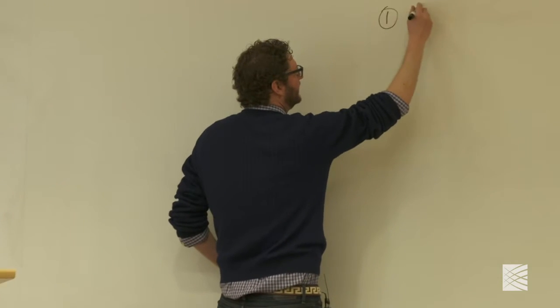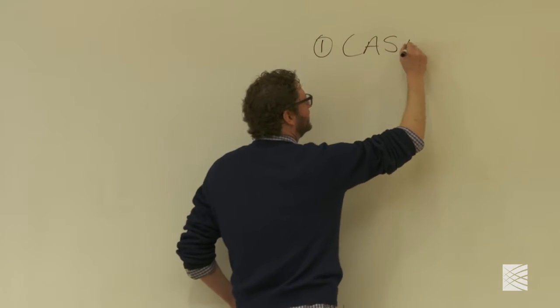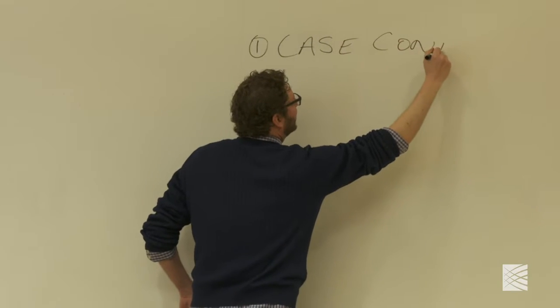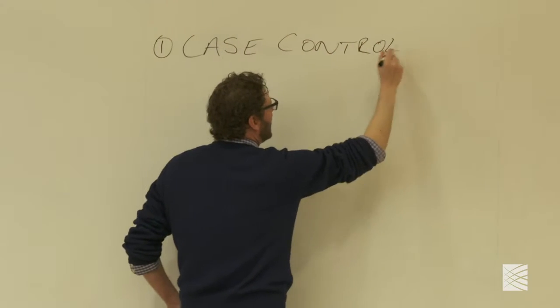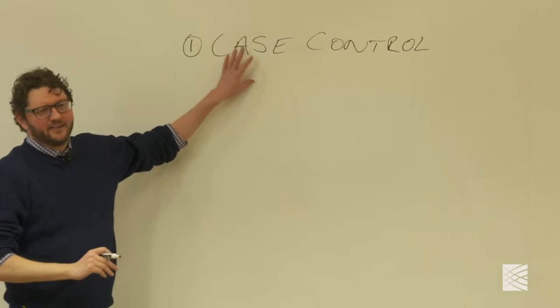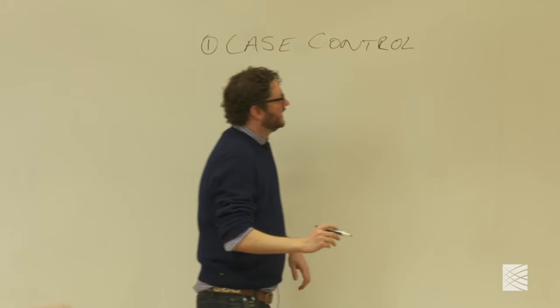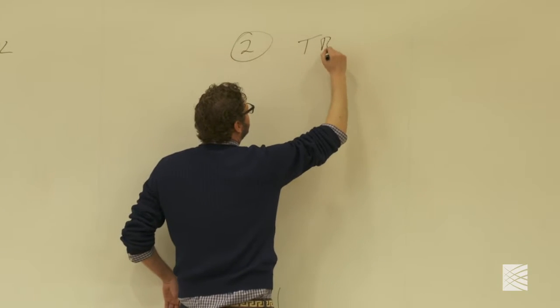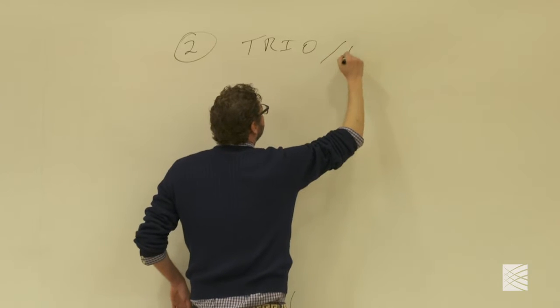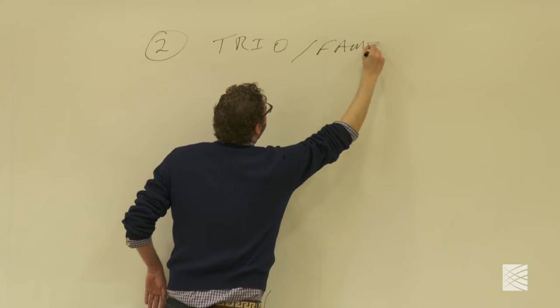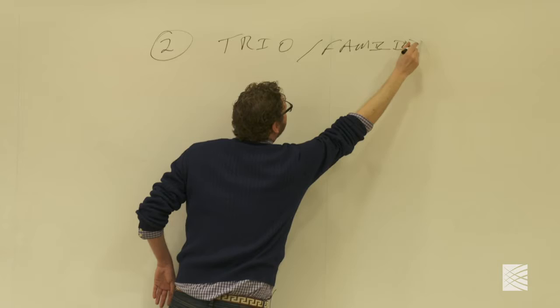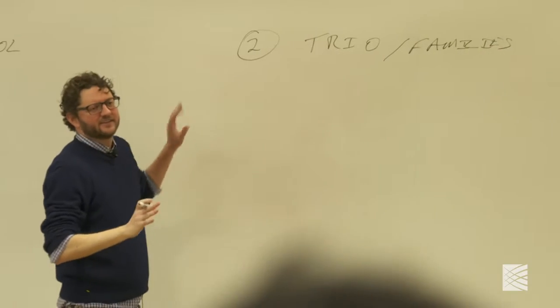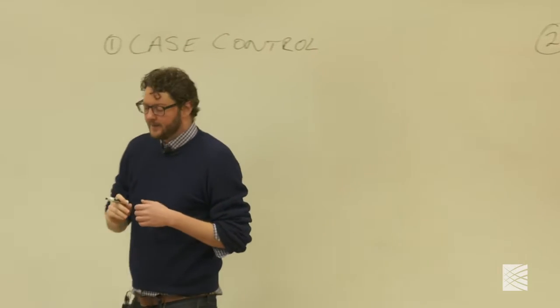So I'm going to talk about 2 main paradigms for sequencing. One is this case control. This is the workhorse of most common variant genetic studies, which are all in this case control universe. And the other paradigm that I'm going to talk about is trios/families. And these 2 approaches come with 2 very different sets of analytic considerations.